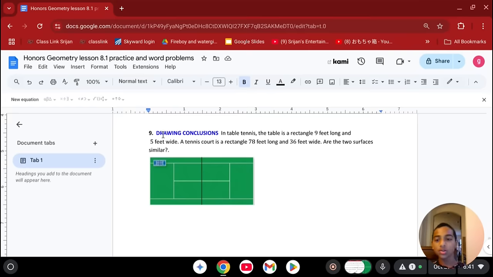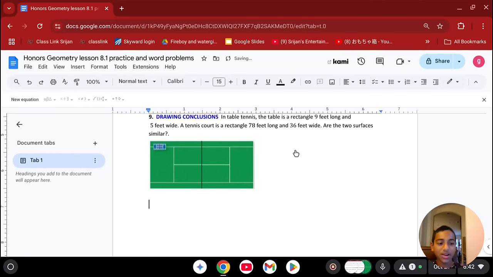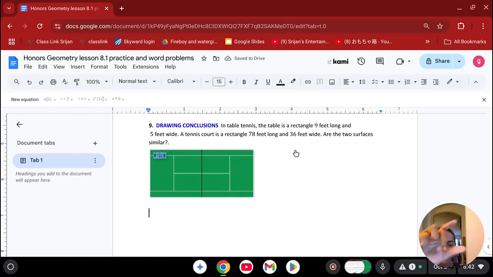Now, drawing conclusions. In table tennis, the table is a rectangle that's 9 feet long and 5 feet wide. A tennis court is a rectangle that is 78 feet long and 36 feet wide. We're asked to figure out if the two surfaces are similar. Well, for the surfaces to be similar, the scale factor has to be the same for each length and width.